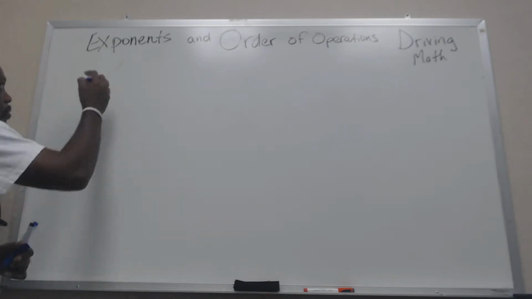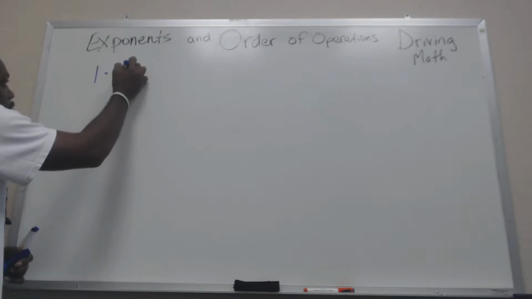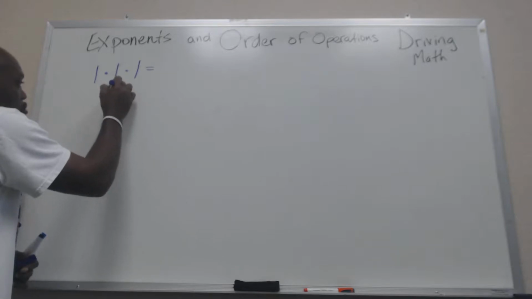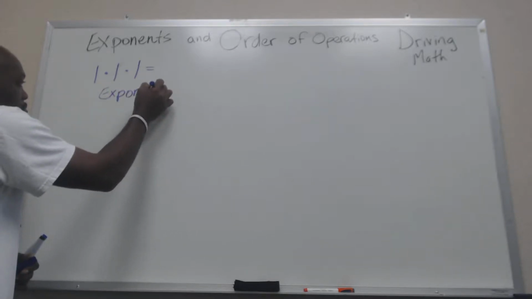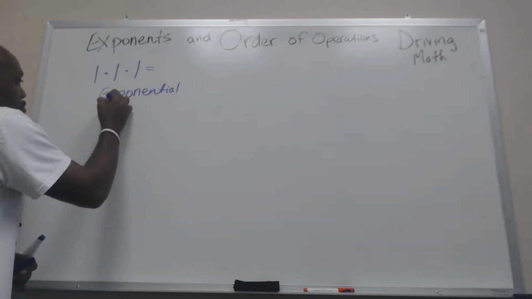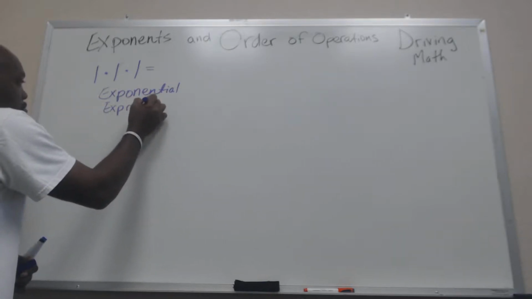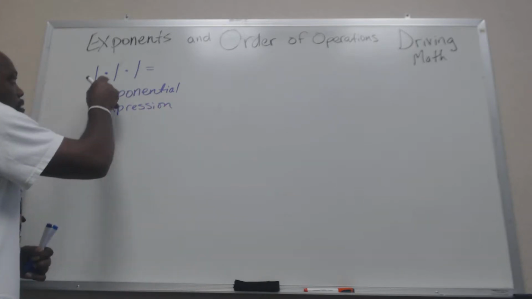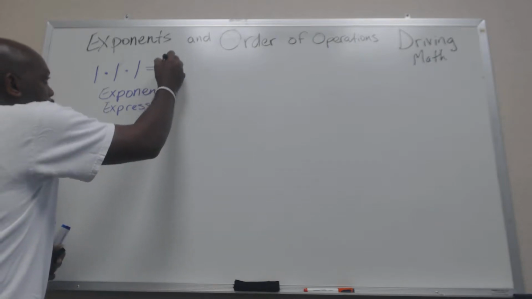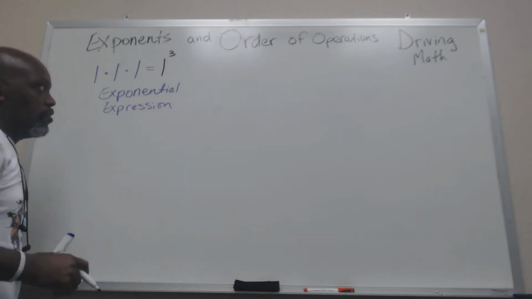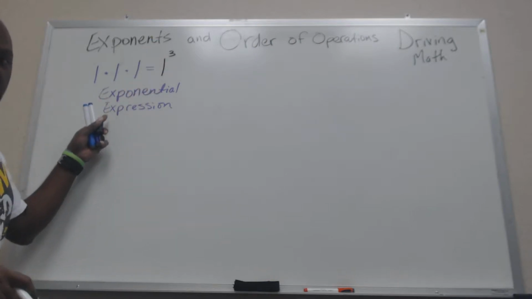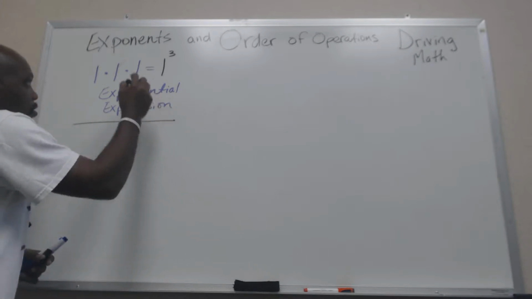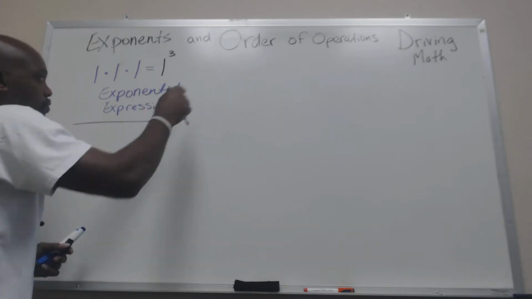So very simple. We're going to write 1 times 1 times 1. Now we can write this as an exponential expression. And what that means is I'm counting 1, 2, 3. There are three ones. So 1 to the 3rd is written as an exponential expression. You're going to need that information when we get ready to do order of operations.